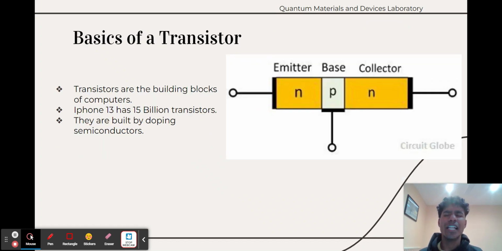Transistors are also essential in today's computing. They act like on and off switches and are simply a piece of semiconductor that is partially doped. And they are the building blocks of all digital logic components today.